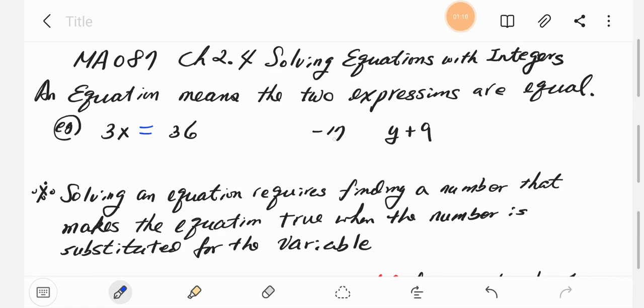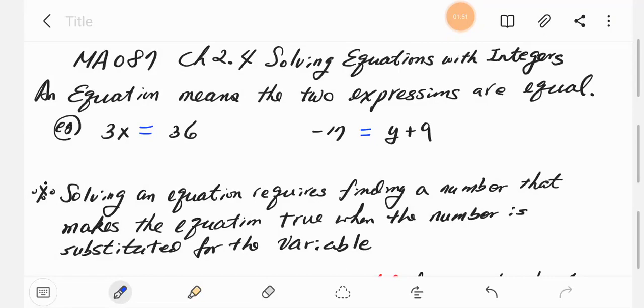Here's another example. Negative 17 is an expression, and y plus 9 is a sum, another expression. If you make these equal, then this is an equation. Depending on the value of the variables x and y, the equation may be true or false, right? For the first equation, 3x is equal to 36. If x equals 0, then the left side is 0 and the right side is 36, and they are not equal. So the value of x, which is 0, does not satisfy the equation.